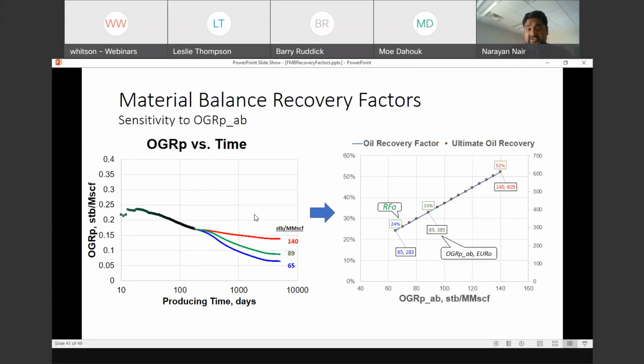The uncertainty associated with these 3 different forecasts on this plot is converted to a more complicated plot here on the right, which is recovery factor on the y-axis, EUR on the secondary y-axis, and cumulative ratio on the x-axis. The relationship you want to leave with here is that the relationship between cumulative ratio at abandonment and recovery factor, and thereby EUR, is a linear relationship. That's something you want to bear in mind. So the uncertainty in the way you forecast these ratios translates to a linear impact on recovery factors, going from 24% to 52% and almost a 2x EUR as those scale.